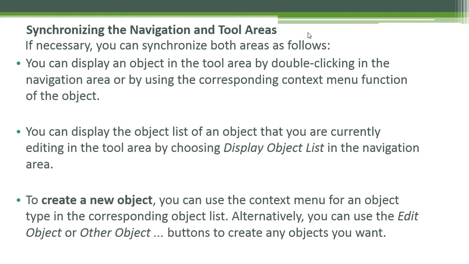To create a new object, you can use the context menu for an object type in the corresponding object list. Alternatively, you can use the edit object or other object buttons to create any objects you want.